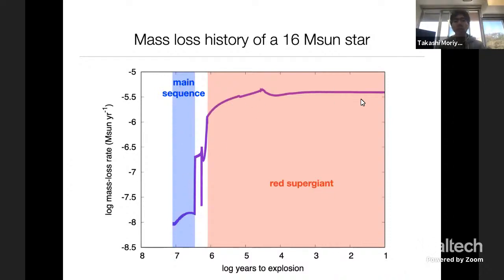So actually this mass loss during the red supergiant phase is determining the final mass and the final fate of these massive stars. So what I want to say is that understanding red supergiant mass loss is extremely important in understanding massive star evolution.